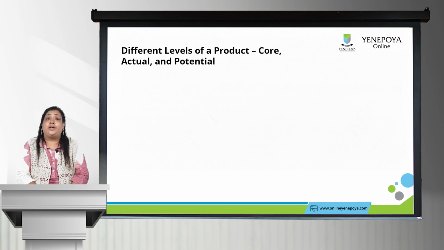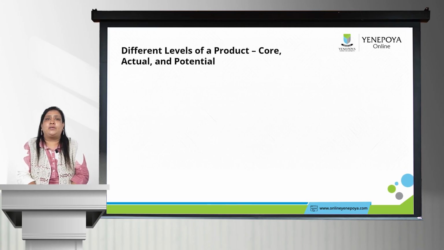The next topic is the different levels of a product. Let's have a glimpse of the different levels of a product, that is core, actual, and potential. Have you ever wondered why people pay triple the price for a Starbucks coffee when they could make it at home for 20 rupees? It's not just about the coffee, right? It is the ambience, the experience, the Instagrammable cup, the brand vibe, and that's exactly what we are going to explore today. Because every product is not just what you see on the shelf, it has layers, and marketers build these layers to deliver more value.